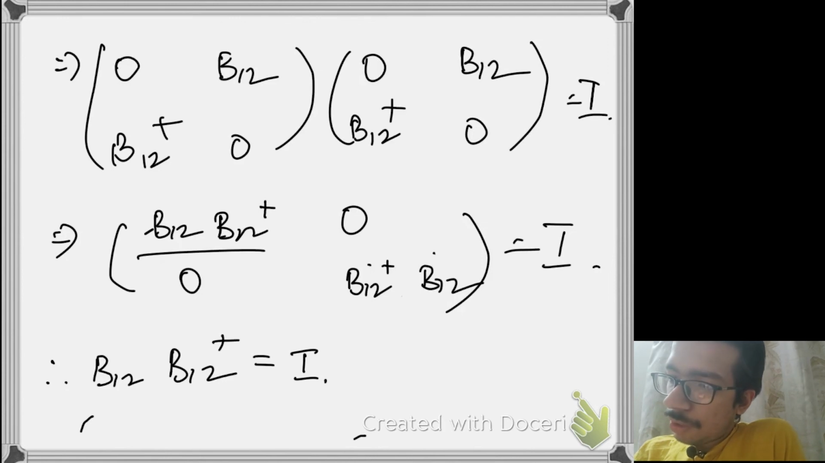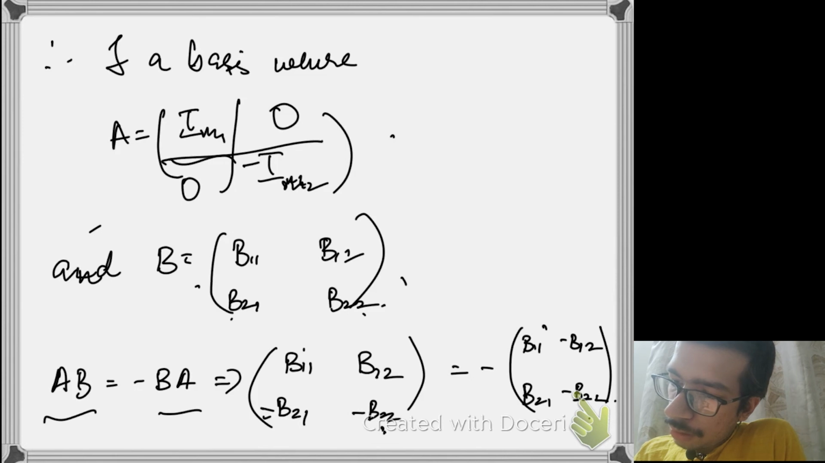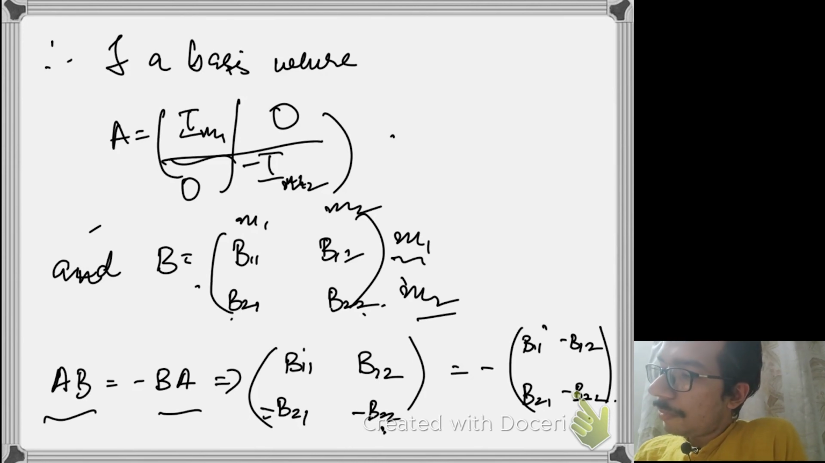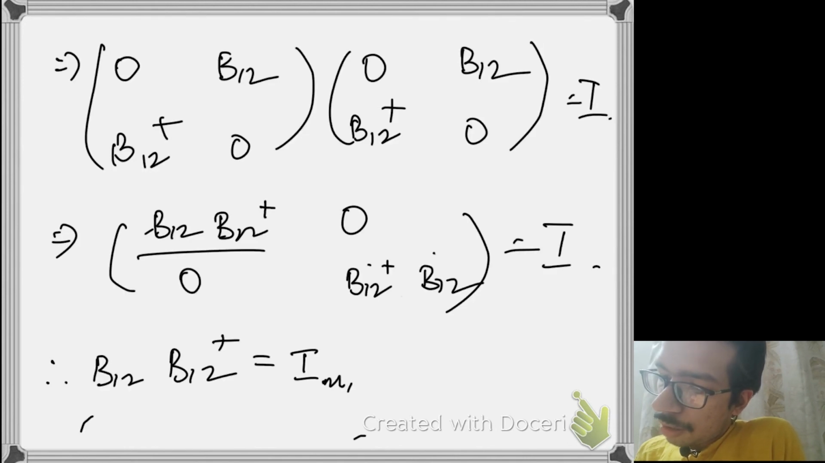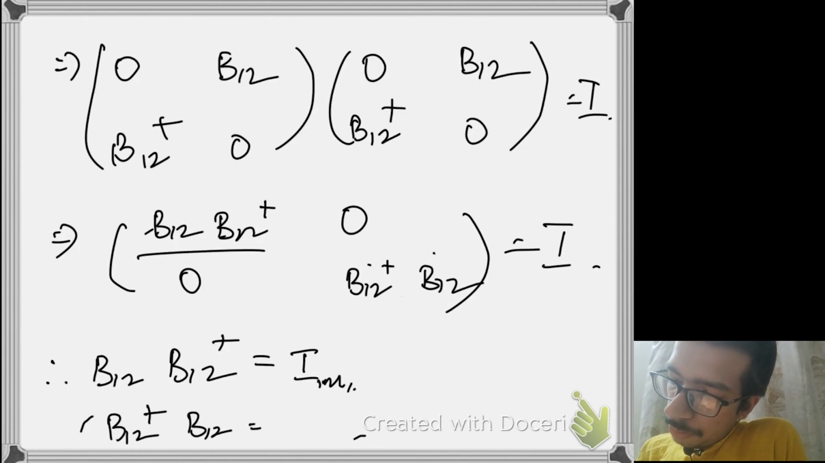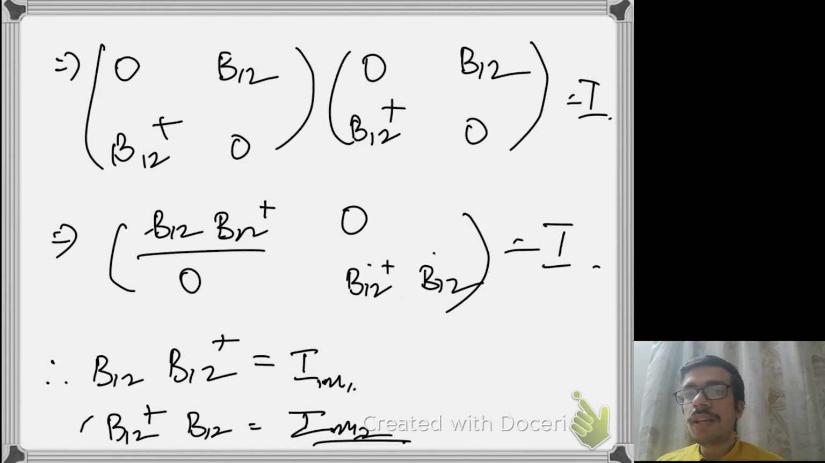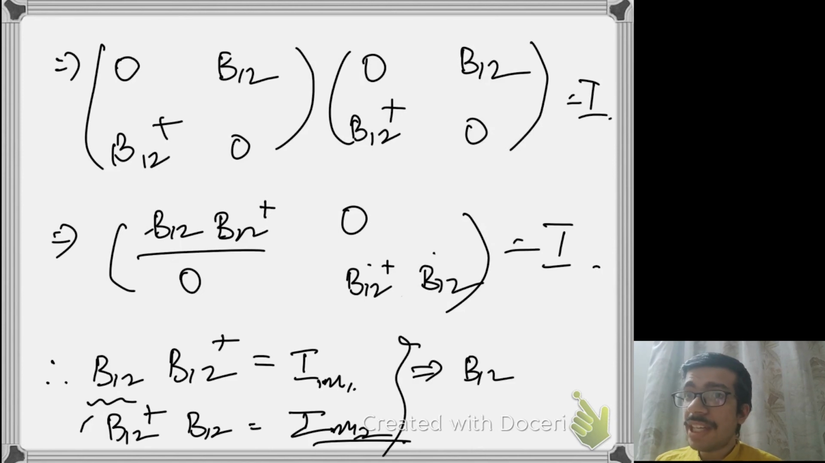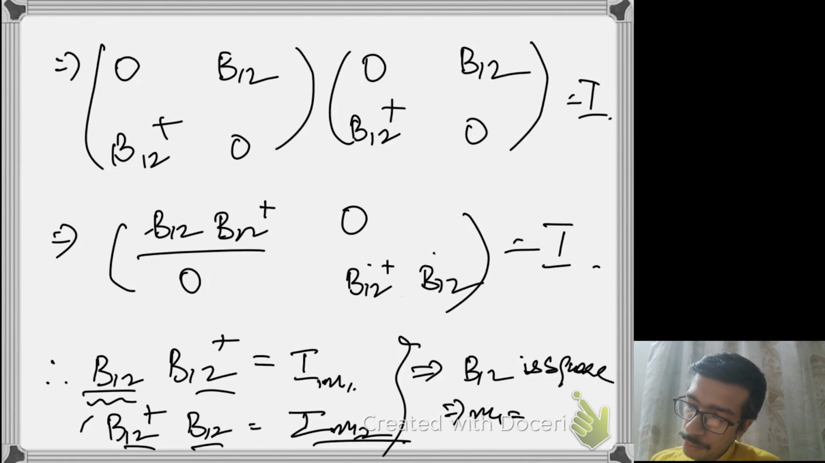So B12 was of size M1 by M2, so this is going to have M1 rows and M2 columns. B12 B12 dagger is going to be identity on M1 and B12 dagger B12 is identity on M2. But now you see that both of these are invertible matrices. So what you will actually get is that B12 is an invertible matrix, and it is a square matrix. B12 has a left inverse and a right inverse which are the same, and so B12 has to be a square matrix, which also means that M1 and M2 are going to be equal. So the number of +1 and -1 eigenvalues of A have to be the same. So M1 has to be equal to M2.